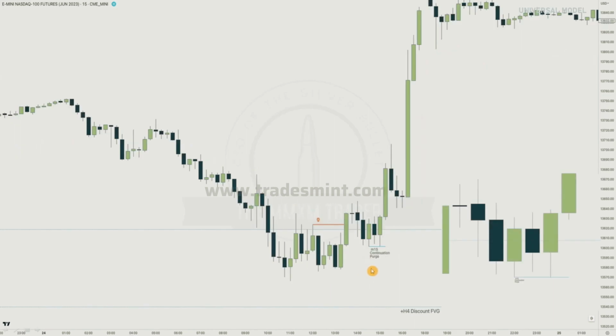We can see a 15-minute continuation purge, and I will zoom in a little bit over here because you can't quite see it clearly down here, but we take out this swing low with this candle over here, and thus create that continuation purge. And with that continuation purge, we can now start to look for our short-term perspective entry model.